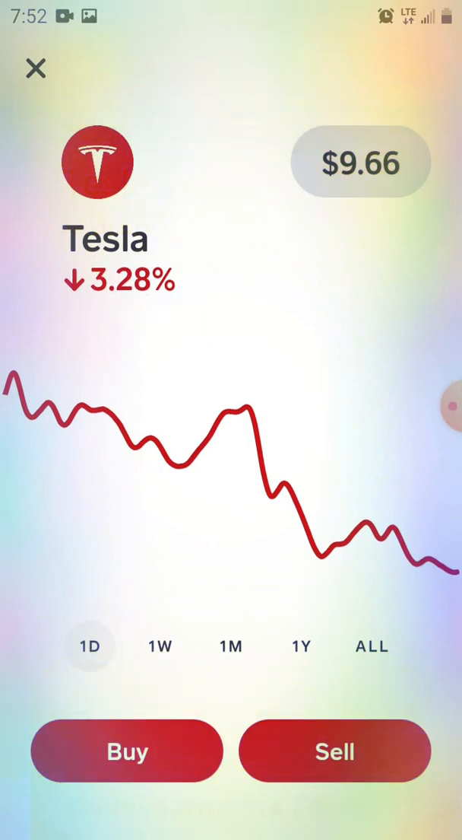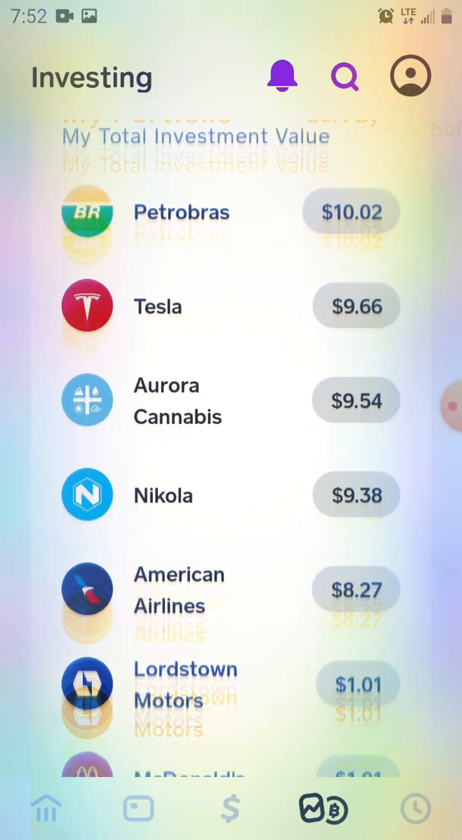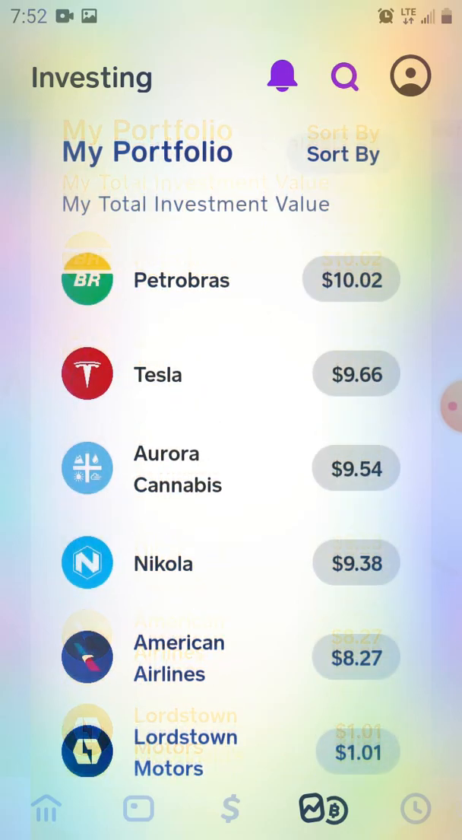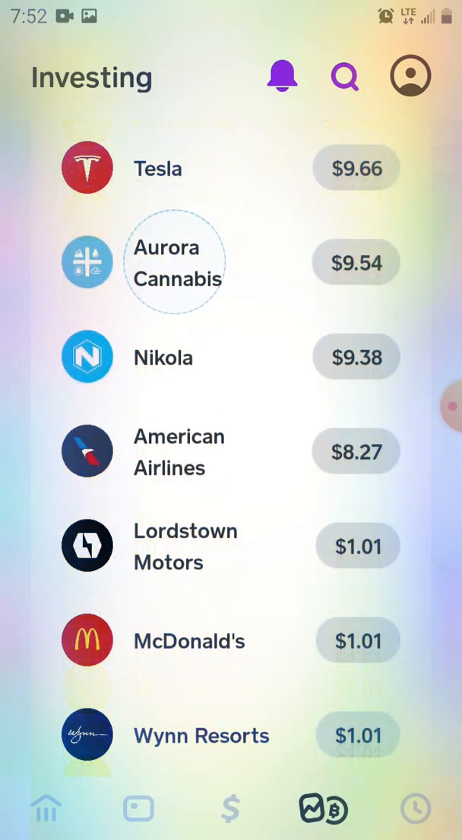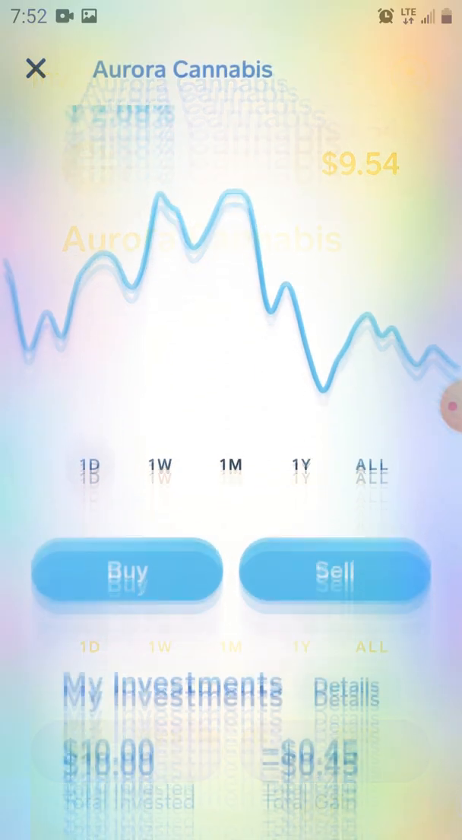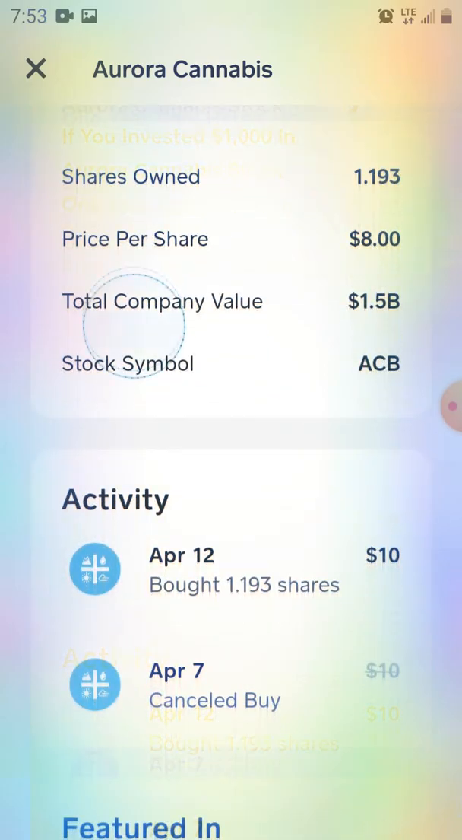I know it's not much. It might only end up being a couple $1,000s. Maybe it'll be a couple million. Maybe it'll only be what it is today. But either way, today we got something in there. We're invested in a couple different places, Aurora Cannabis. Look, we got 1.2 shares of that.